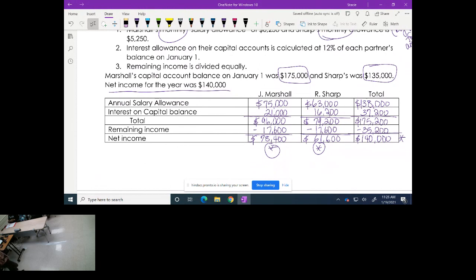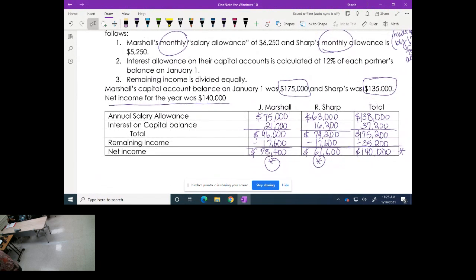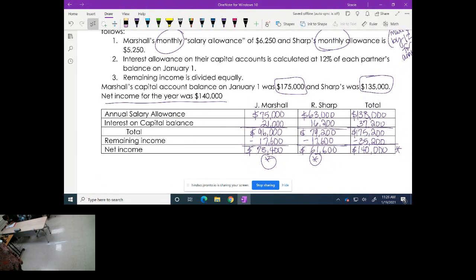Allowing them interest on their salary doesn't quite make sense. And just make sure you're reading the directions, because it tells you the interest allowance is calculated at 12% of each partner's capital balance. So just make sure you're, well, capital accounts. Okay, so capital accounts, each partner's balance. So it's talking about their capital balance, not their salary. Okay. That's a common mistake.